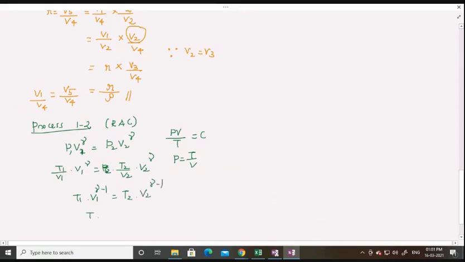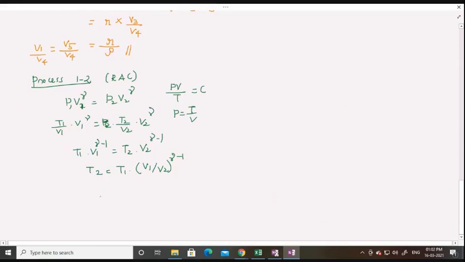Actually we need T2. So T2 equal to T1 into V1 divided by V2, power gamma minus 1. V1 by V2 is nothing but the compression ratio. So T2 is T1 into r power gamma minus 1. This is equation number 5. Next, consider the process between 2 and 3.